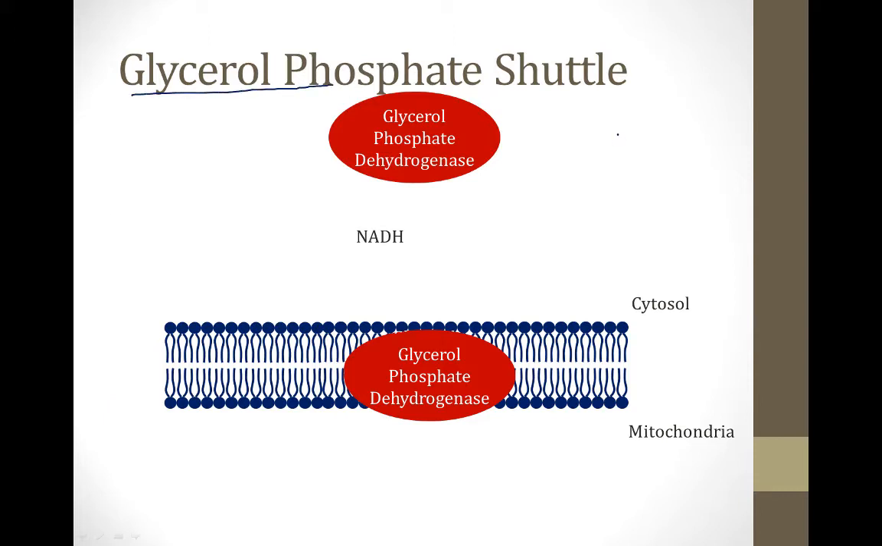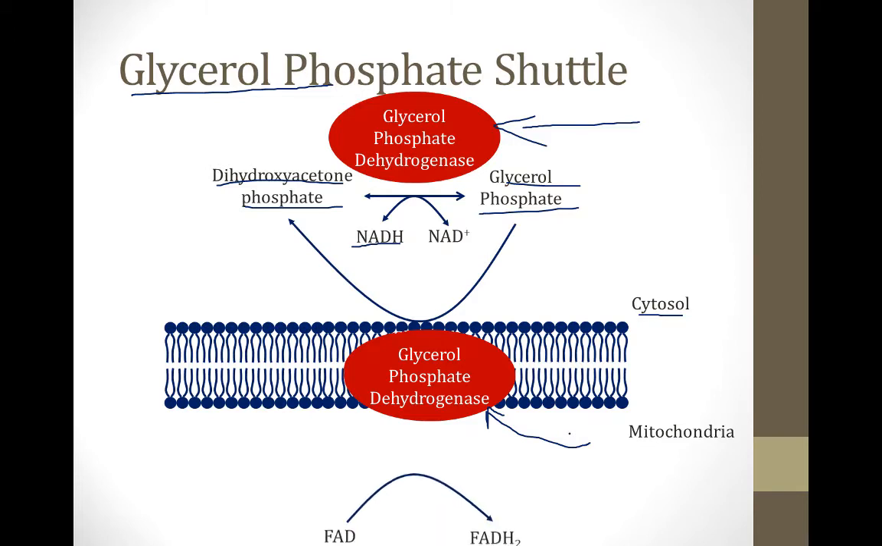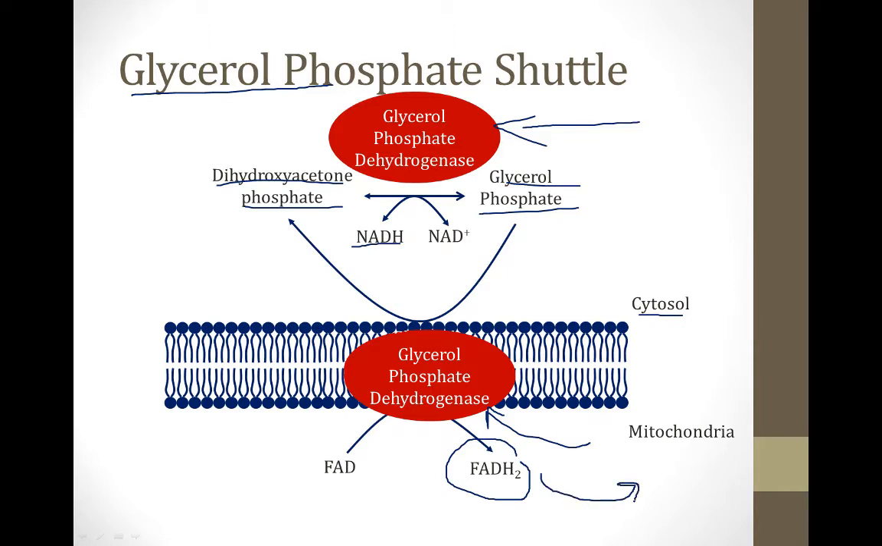This involves an enzyme called glycerol phosphate dehydrogenase that is present both in the cytosol and also in the mitochondrial membrane. In this case, we start with a molecule of NADH that is present in the cytosol from glycolysis, and we convert it into NAD+ using the enzyme glycerol phosphate dehydrogenase. This enzyme will convert a molecule of dihydroxyacetone phosphate into glycerol phosphate. The mitochondrial version of the enzyme then will convert this back, and in doing so, it will generate a molecule of FADH2 inside of the mitochondria, which can directly go and participate in the electron transport chain.